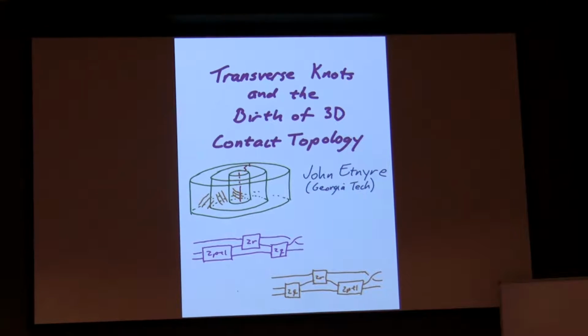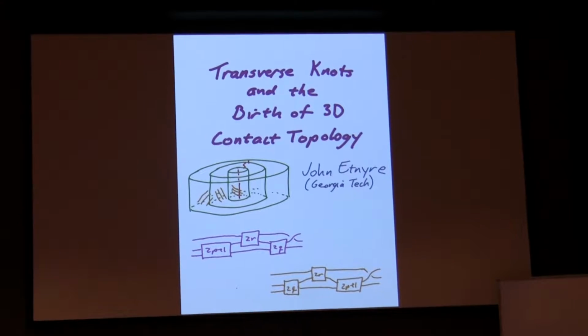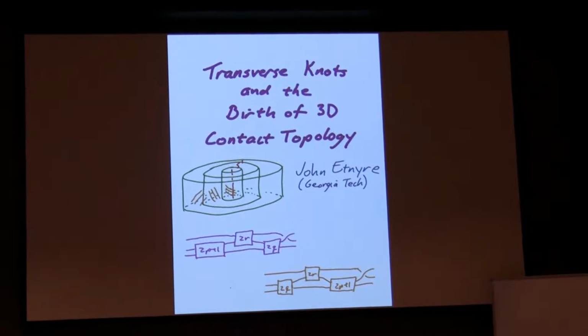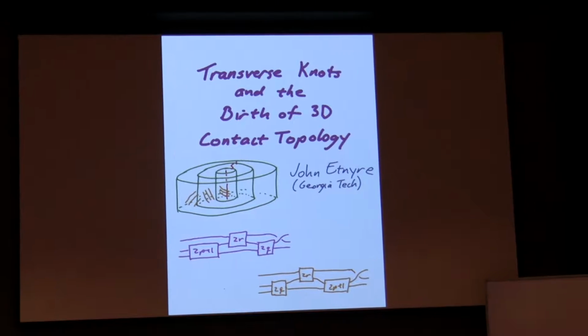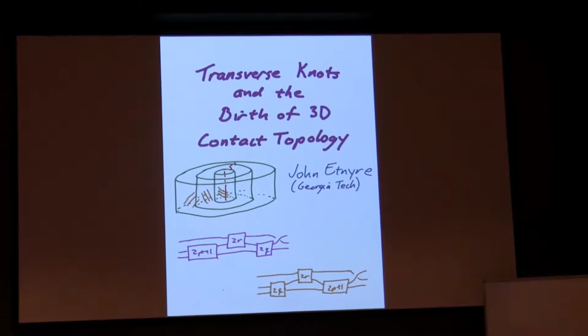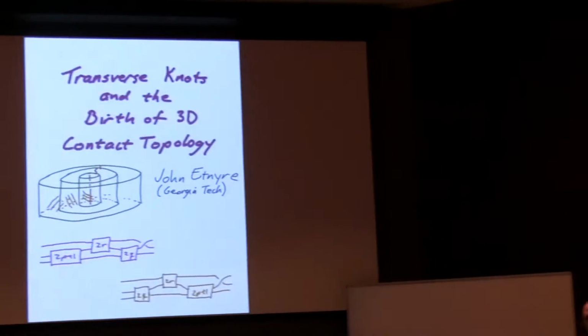But I do think transverse knots not only gave birth to a lot of what we know about contact 3-manifolds, there are still a lot of things that they might be better suited for now than, say, Legendrian or other sorts of submanifolds. By the way, I don't mean to disparage Legendrian submanifolds. I love them. I study them quite frequently, and they'll be appearing here and there throughout the talks as well.